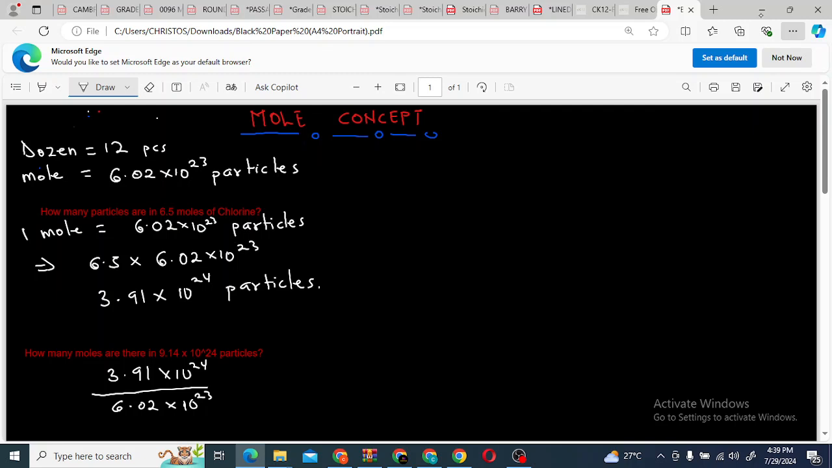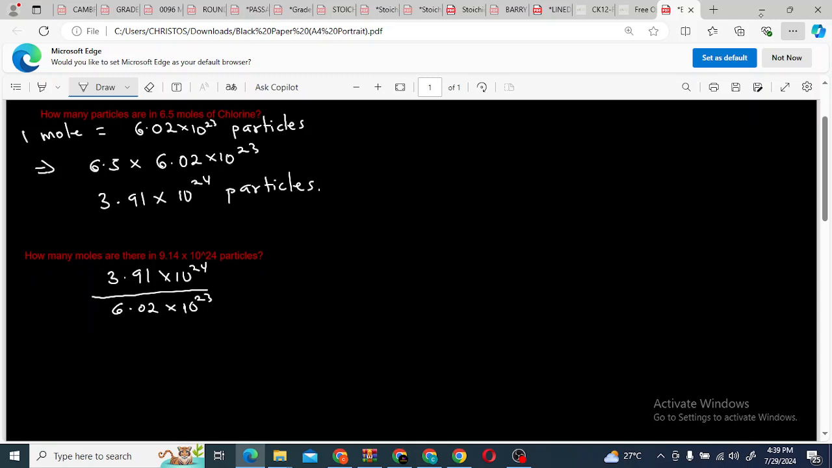You can check on your calculators. So I have 3.91 times 10 to the power 24, all over 6.02 times 10 to the power 23. And that is 6.5 moles. Great.